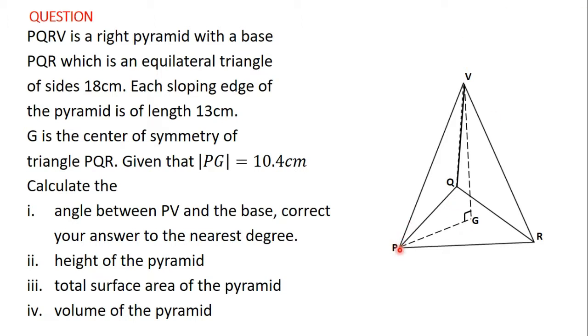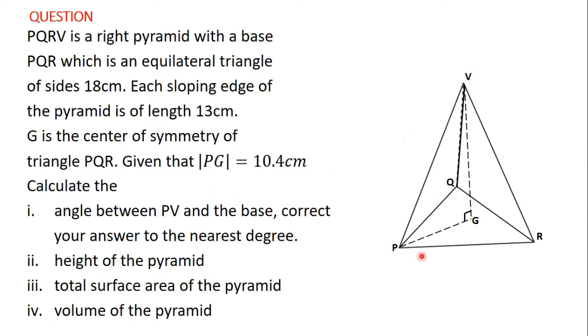So you have been given the pyramid PQRV. Now because it has a triangular base, this is a triangular pyramid. The question told us that PQR, which is the base of the pyramid, is an equilateral triangle of size 18 centimeters. That means that PQ is 18 centimeters, QR is 18 centimeters, and PR is also 18 centimeters. It also says that each sloping edge of the pyramid is 13 centimeters, meaning that PV is 13 centimeters, RV is 13 centimeters, and QV is also 13 centimeters.